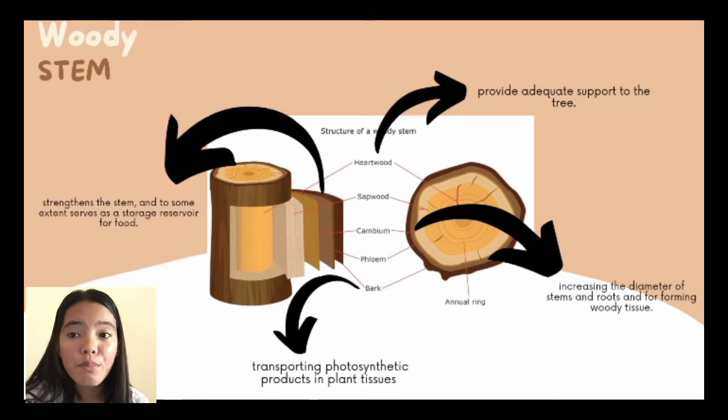The bark provides many functions for trees. Bark also plays an essential role in transporting photosynthetic products in plant tissues. Bark is also crucial to the mechanics of the stem. Furthermore, bark is involved in the defense against herbivores, protects against fire, and provides insulation in cold conditions.